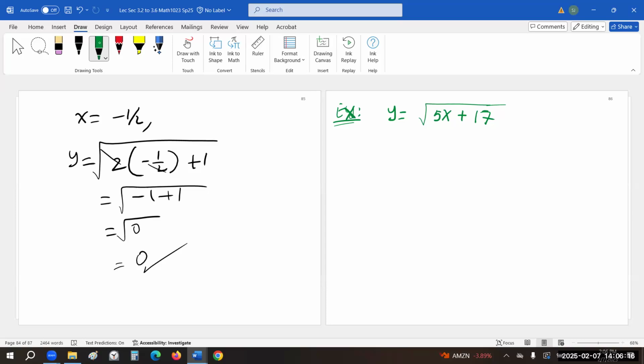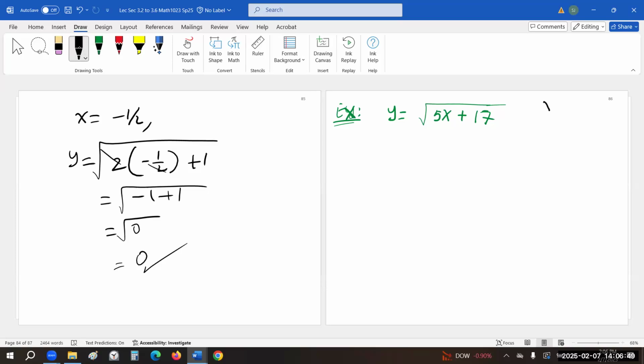Negative 5 times 5 is negative 25. Negative 25 plus 17 is a negative number, doesn't exist. Negative 4 times 5 is negative 20. Negative 20 plus 17 is negative 3, doesn't exist. Negative 3 times 5 is negative 15. Negative 15 plus 17 is 2. Yes, you can plug in negative 3. But you cannot plug in negative 4.